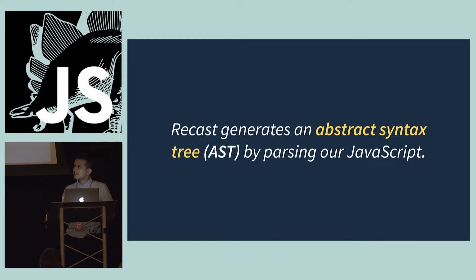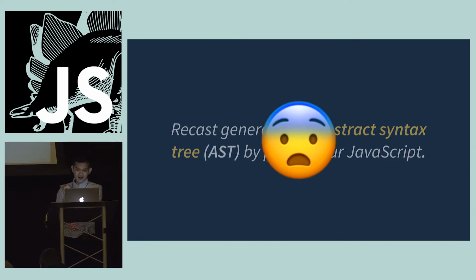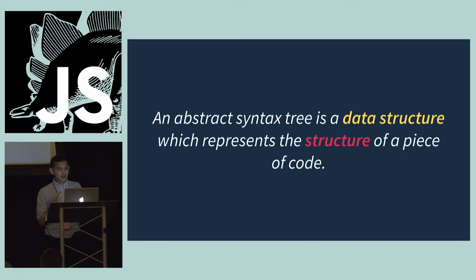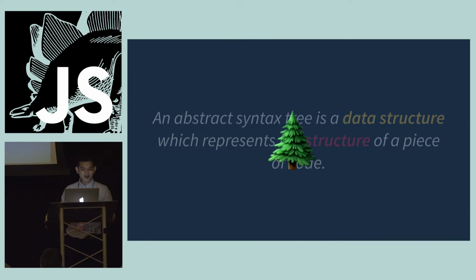Recast generates an abstract syntax tree, or AST for short, from our JavaScript. Don't worry if that's how you feel right now. Let's actually take a look at abstract syntax trees real quick. An abstract syntax tree is a data structure which represents a piece of code. It includes all the relevant language constructs. Abstract syntax trees are widely used in compilers. Plenty of tools that we all use day to day, like Webpack, ESLint, Babel, make use of abstract syntax trees. So it's not quite like that tree right there, but it's close.